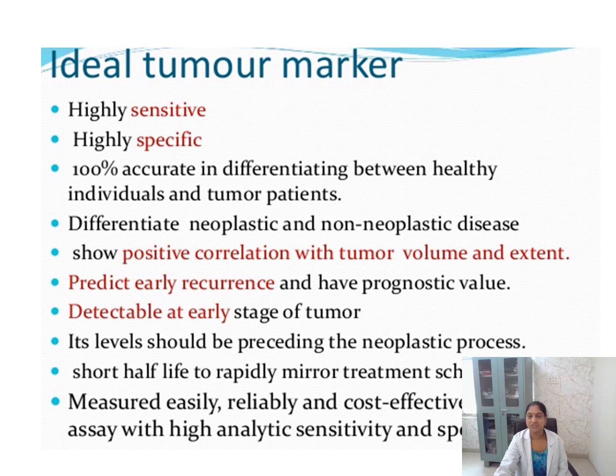Ideal tumor markers. These are the features of the ideal tumor markers. They are highly sensitive, highly specific, and 100% accurate in differentiating between healthy individuals and tumor patients. They differentiate neoplastic and non-neoplastic diseases. They show positive correlation with tumor volume and extent. They predict early recurrence and have prognostic value. They are detectable at an early stage of a tumor, and their level should precede the neoplastic process. They have a short life to rapidly mirror the treatment schedules, and are measured easily, reliable, and cost effective.